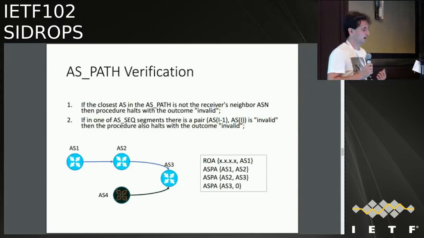Here, Autonomous System 4 is an attacker. It will be trying to hijack address space that belongs to Autonomous System 1. But Autonomous System 1 was prepared. So it has signed its address space with ROAs. It has ASPA records that are saying that it has a single provider, AS2. And also Autonomous System 2 and 3 have created ROAs.